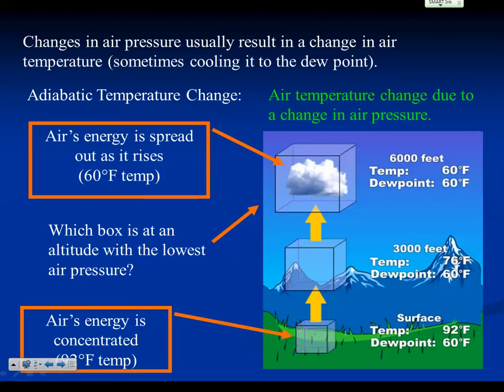The upper box, however, is much cooler. The air's energy is more spread out there because there's less pressure around it holding it in, so it can move outwards and thus spread that energy around. So it reads a lower temperature, and the temperature there just happens to be at the dew point. And of course that means condensation is occurring and there's a cloud.